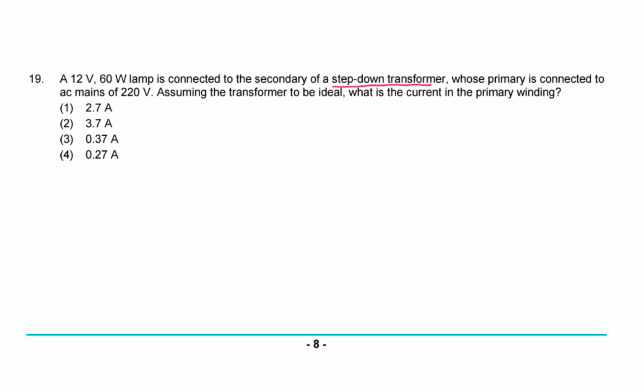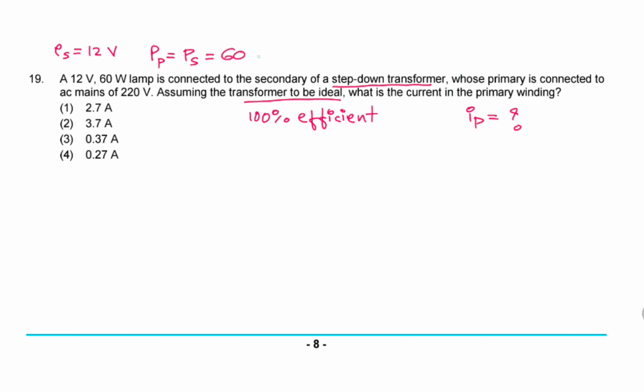Assuming the transformer to be ideal, we have to assume it is 100% efficient, right? What is the current in the primary winding? IP is equal to question mark, students. EMF for secondary ES is given as 12 volt. Power for primary is equal to power for secondary is equal to 60 watt.